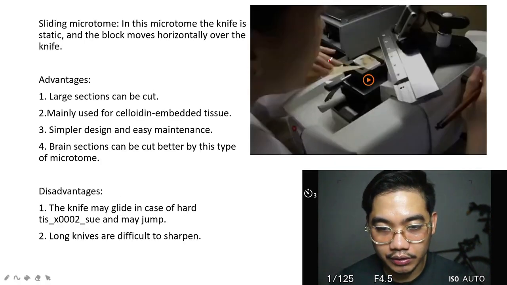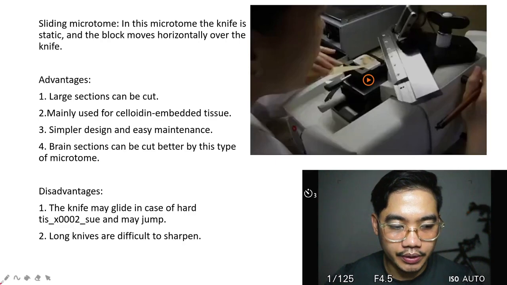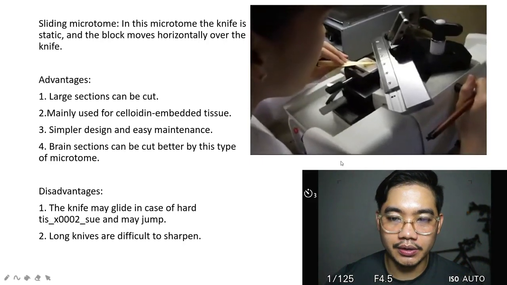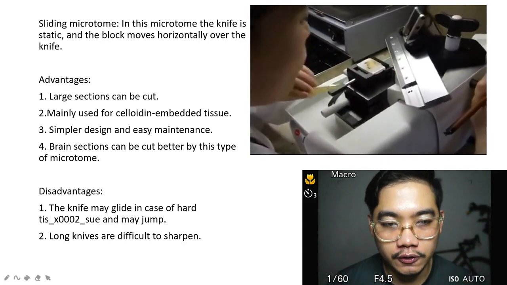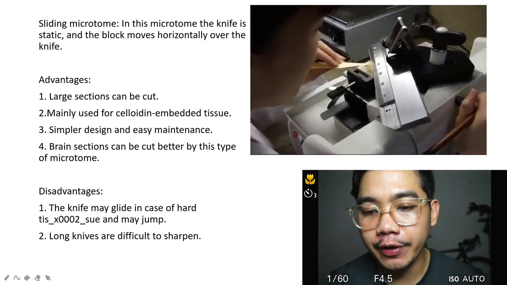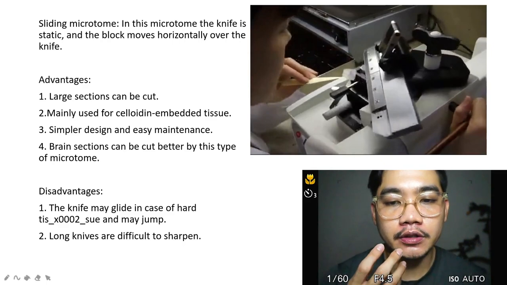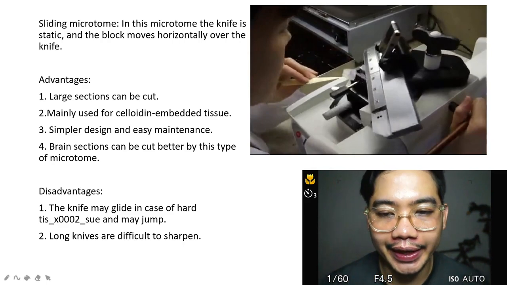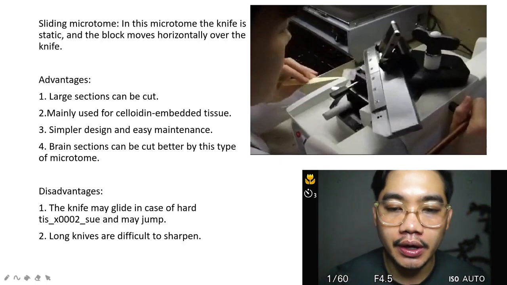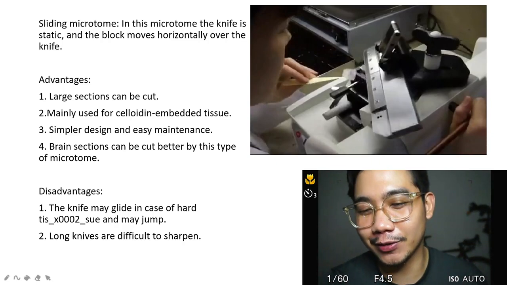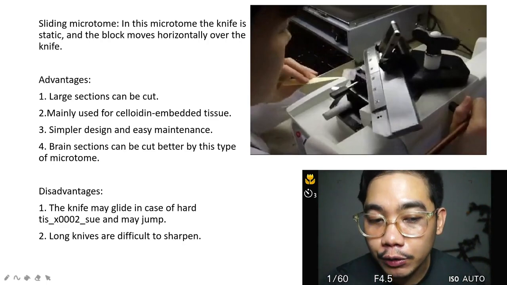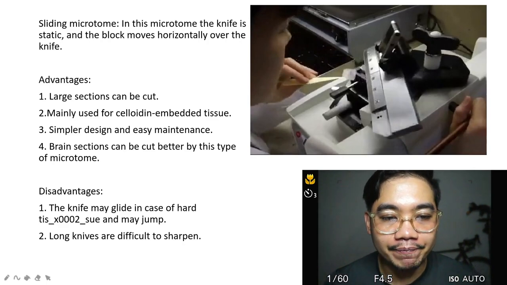So the next one is the sliding microtome. And the sliding microtome, I have a video. Sliding microtome, same with your base sledge, no? The block is static and the knife moves, but the knife is sliding over, it's not a sledge like. So think of it this way: the sliding microtome is somewhat an evolution of the base sledge and large sections.